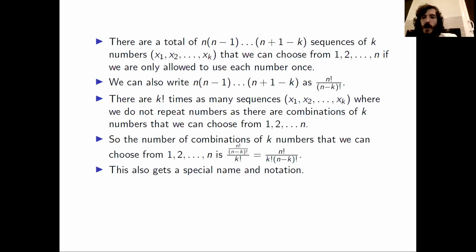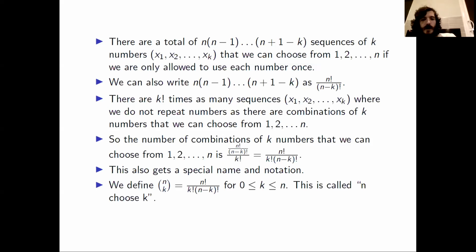And this number also gets its own special name and notation. We define n choose k to equal that number, n factorial divided by the quantity k factorial times n minus k factorial. This is defined for all 0 less than or equal to k, less than or equal to n, and we write n choose k with an n over a k in parentheses.